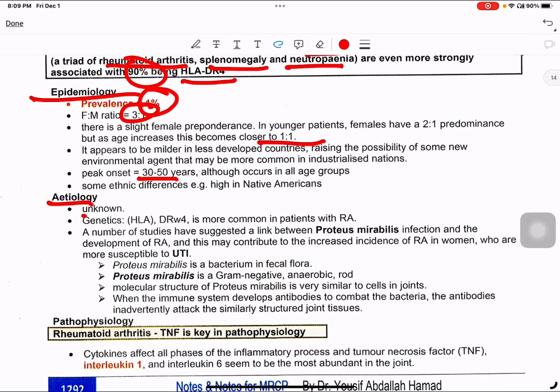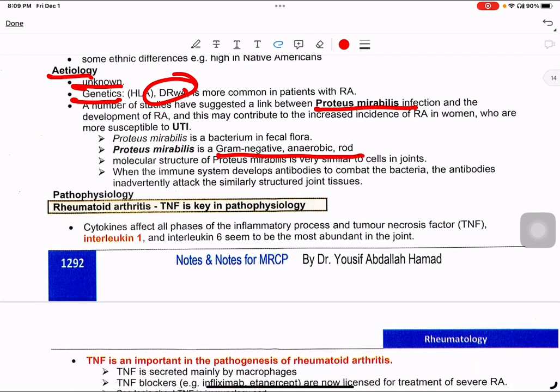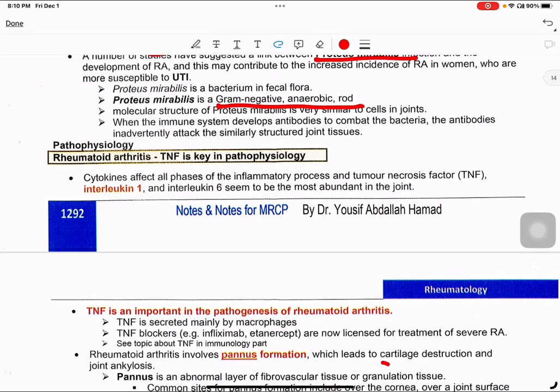The exact etiology is unknown. There is a genetic association, that is HLA-DR4, and there are some infections associated, like UTI due to Proteus mirabilis, a gram-negative anaerobic rod in the fecal flora. So what cytokines are responsible in the pathophysiology? Most commonly tumor necrosis factor, then interleukin 1 and interleukin 6 are abundant in the joint fluid.